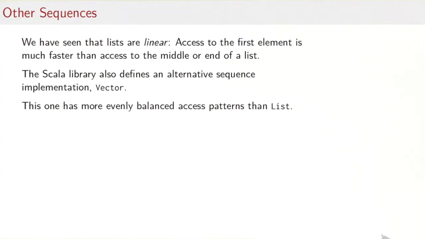We are going to start in this session by looking at different kinds of sequences. We've seen that lists are linear. Access to the first element is much faster than access to the middle or end of a list. The Scala library also defines an alternative sequence implementation called a vector. This one has a much more evenly balanced access pattern than list. Vectors are essentially represented as very shallow trees.